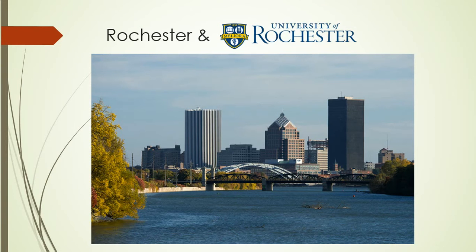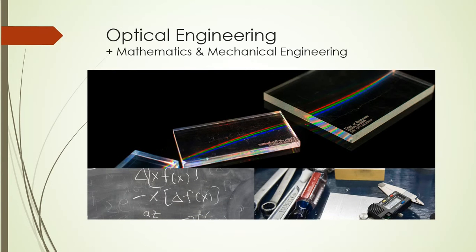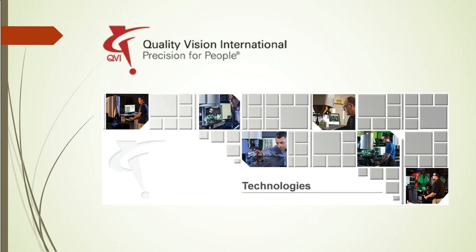I'm a senior at the University of Rochester, and this is my 5th year in Rochester. I really like this city. I major in optical engineering with double minors in maths and mechanical engineering. Through my experience and academic achievements, I'm confident that I possess the skills that will make me a successful team member of QVI, a global leader in optical, mechanical, electronic, and software technologies for vision and multi-sensor measuring systems.